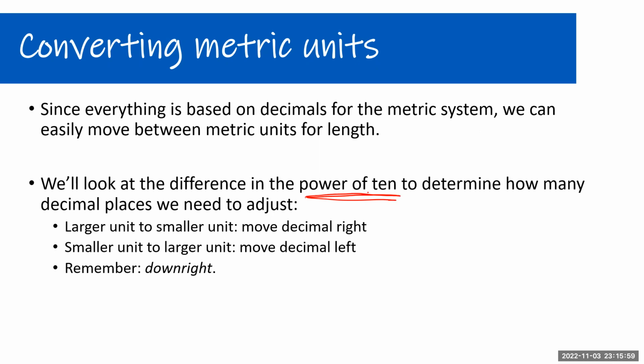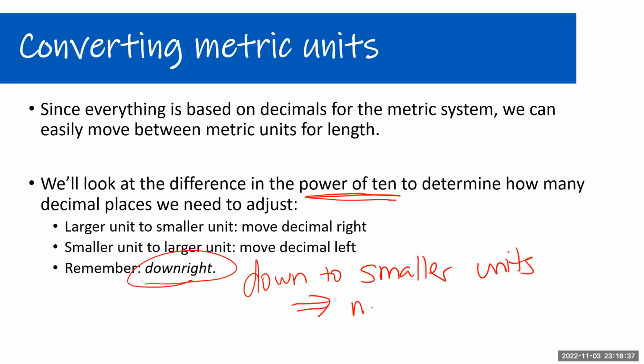If you're going from a larger unit to a smaller unit, you're going to move your decimal right. If you're going from a smaller unit to a larger unit, you're going to move your decimal left. Because if you're going from kilometers to meters, you're going to get bigger, so you're going to move that decimal right. And if you're going from meters to kilometers, smaller to larger, you're going to move your decimal left. The way that I still to this day remember this is to remember the term down right. If you're going down units, so down to smaller units, you're going to move right for your decimal.